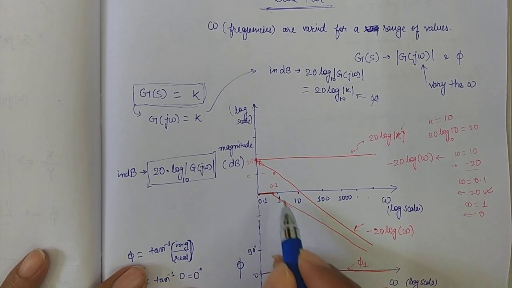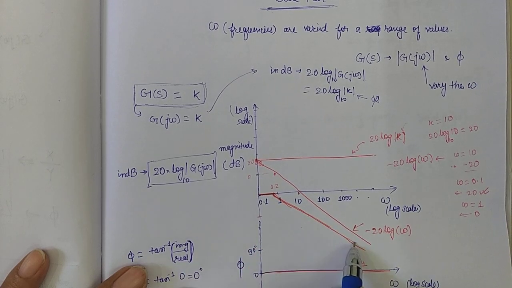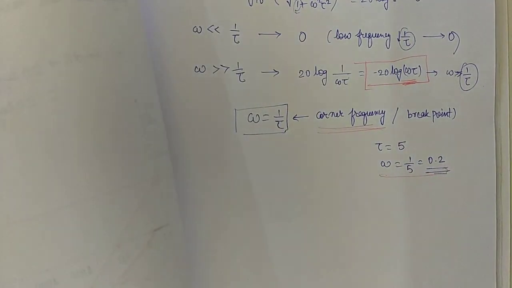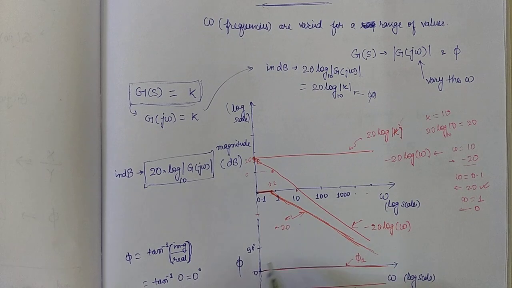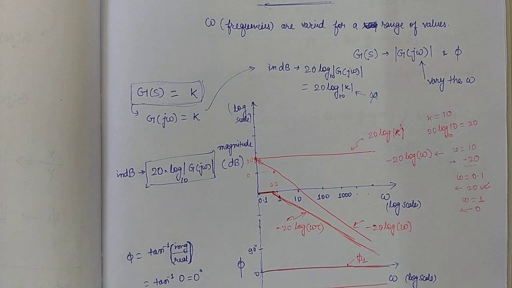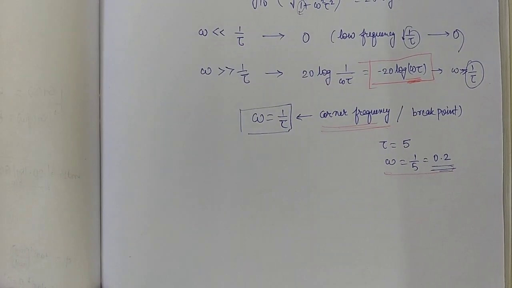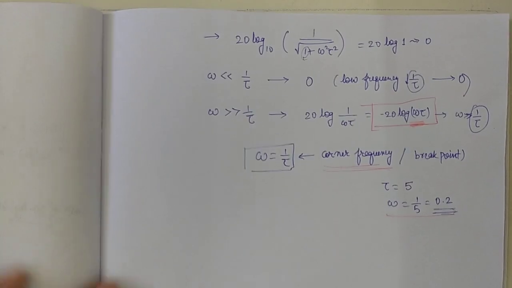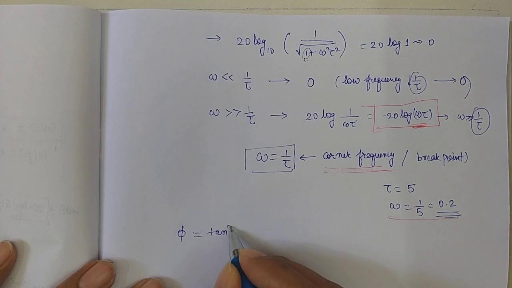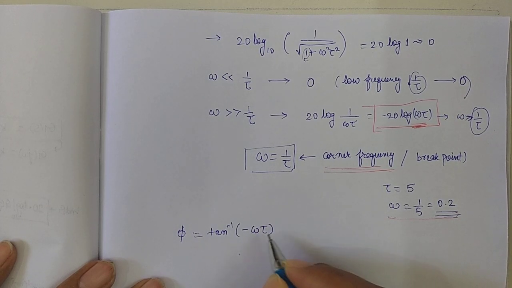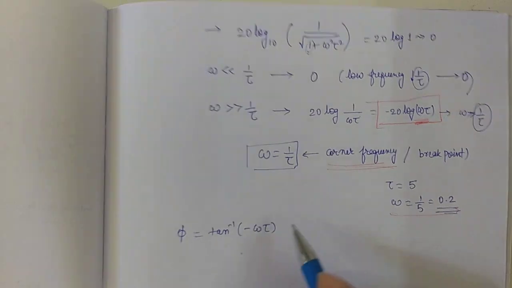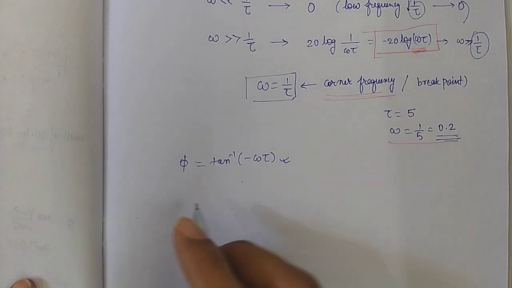So till now it will go like this, and then after that it will go like this. Right. So this is what it signifies, minus 20 log omega tau. Now let's talk about the phases. How does the phase behave? So phi is equal to tan inverse minus omega tau, if we talk in terms of phases. This is how it will look like. But let's do the analysis.